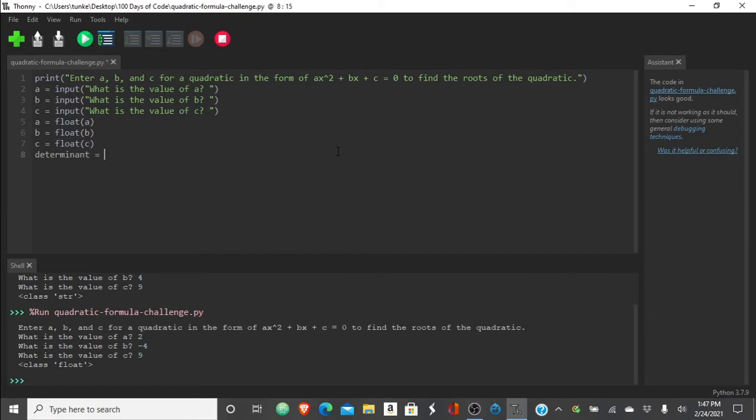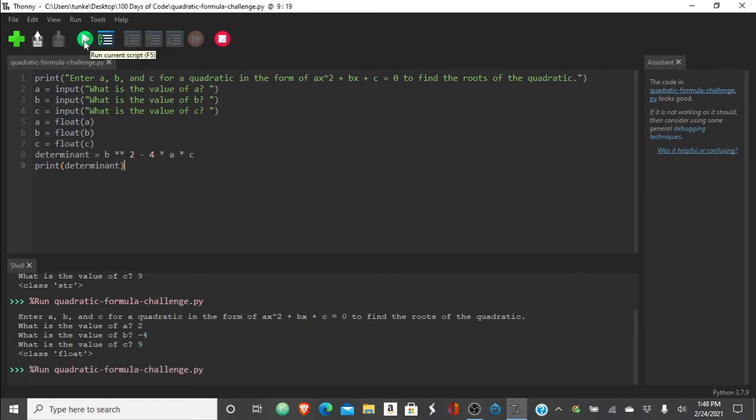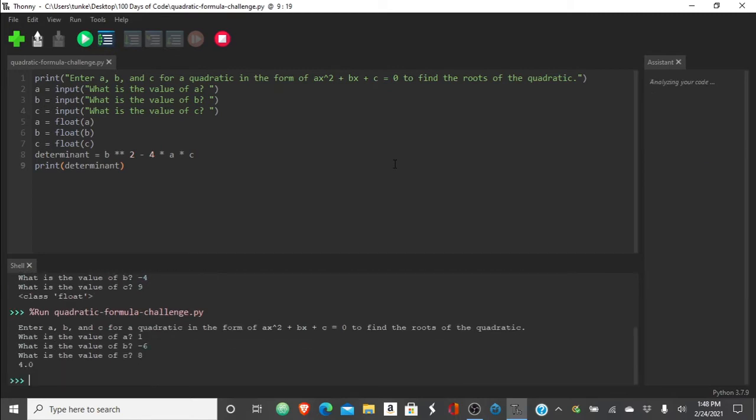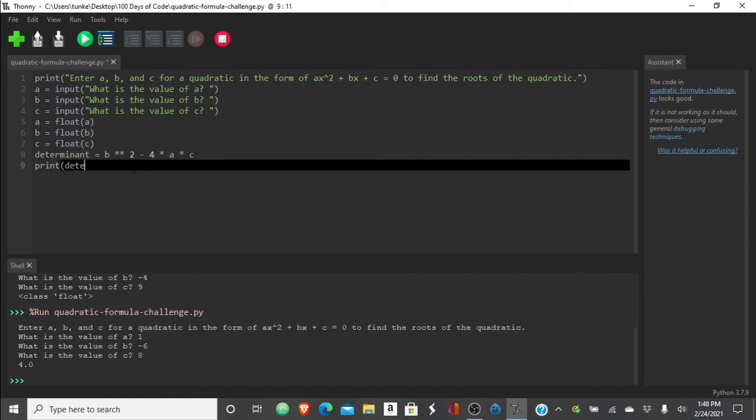Remember, if you remember from math, the determinant is b squared minus 4 times a times c. So I'm going to do b, and then I do an exponent with two asterisks squared minus 4 times a times c. Okay, and let's print the determinant to make sure that we are coming up with the right value. So I'm going to hit control S and save, and we'll do 1, negative 6, and 8, and it prints 4. So we got to think b squared, so that'd be 36 minus 4 times 1 times 8. So 36 minus 32 would give us a determinant of 4. So it seems to be calculating the determinant.